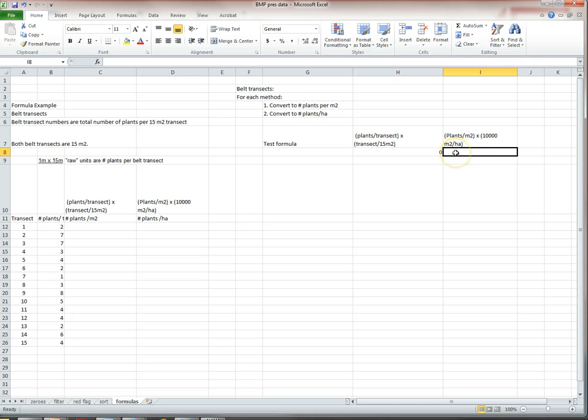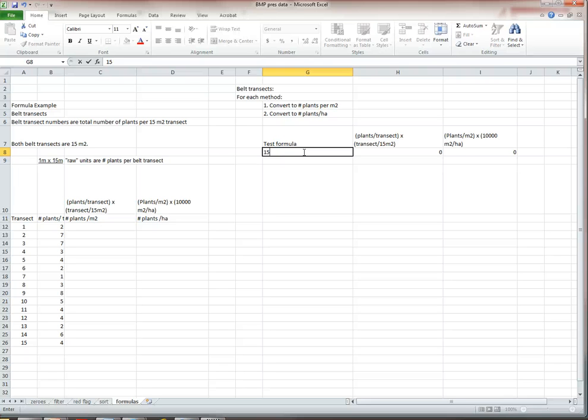And I'm going to have to convert these data to the number of plants per hectare. In order to do that, I would set up another formula where again I tag the cell where I'm going to be using that data, and then multiply that by 10,000 because I know that there are 10,000 meters squared per hectare. Okay, and now I've got my formula set up, but I'm going to put in a number where I know what the answer is going to be.